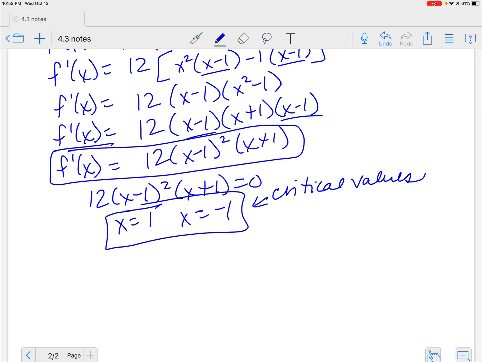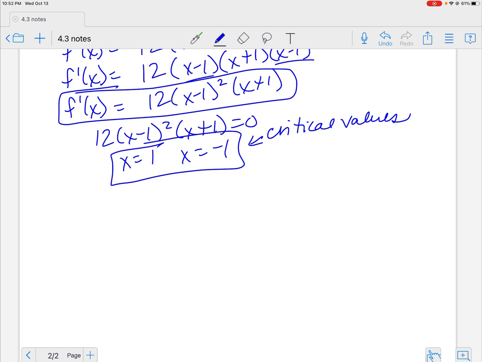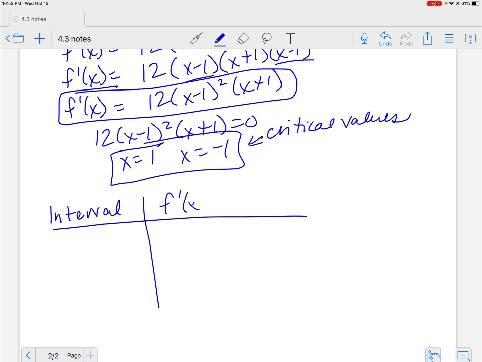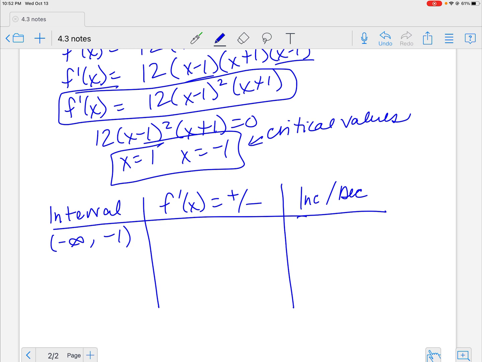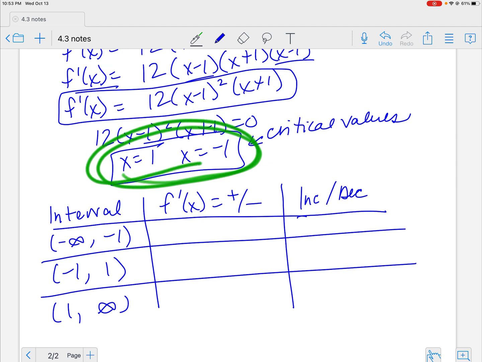Now here's how I do this. As soon as I get the critical values, I like to make a chart. With this chart, then I'm going to figure out, is my graph increasing or decreasing? So I'm going to have the interval. Then I'm going to say, is my first derivative positive or negative? Because that's going to tell me the slope, right? And then that determines if my graph is increasing or decreasing. So you have to come up with all your intervals around the critical values. So I'm going to go from negative infinity to negative 1, negative 1 to 1, and then 1 to infinity. These are all the intervals that go around my critical values. That's the key.